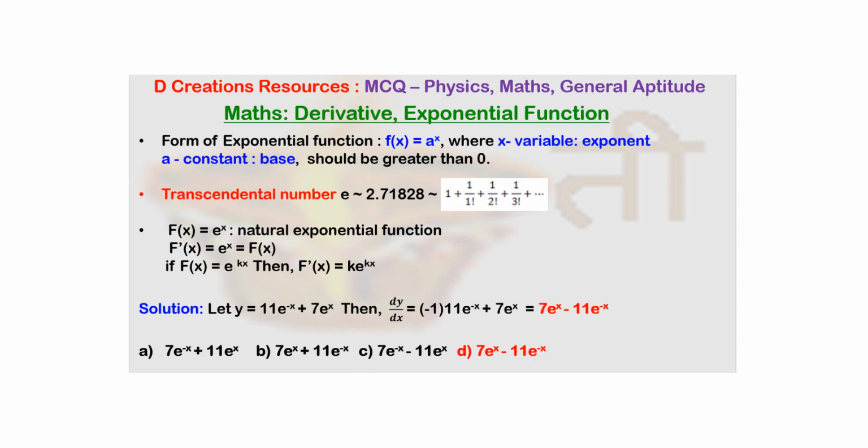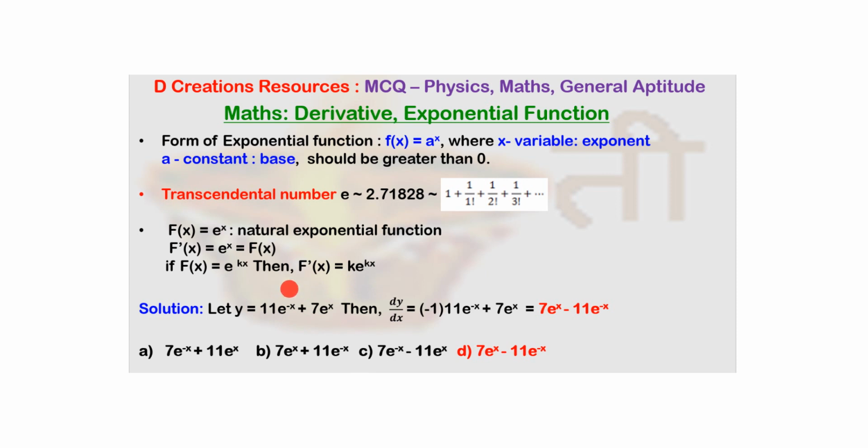But now if you look at this question, you can see here there is this term e raised to minus x also. So basically it is of the form e raised to kx, and derivative of e raised to kx is k into e raised to kx. So here derivative of e raised to minus x will be minus 1 into e raised to minus x. So minus e raised to minus x, that is going to be the derivative.